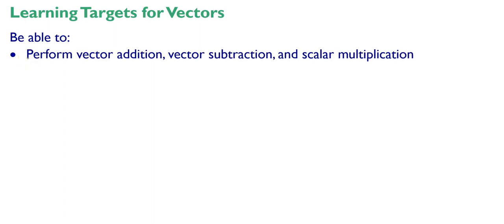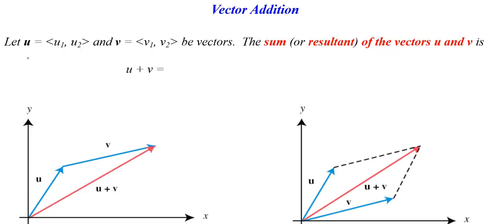In this video, we're going to look at vector arithmetic. So we want to be able to add vectors, subtract vectors, and do scalar multiplication. If we first look at vector addition, we have our first vector, the u vector, which is u sub 1, u sub 2, and then our second vector, the v vector, v sub 1, v sub 2.